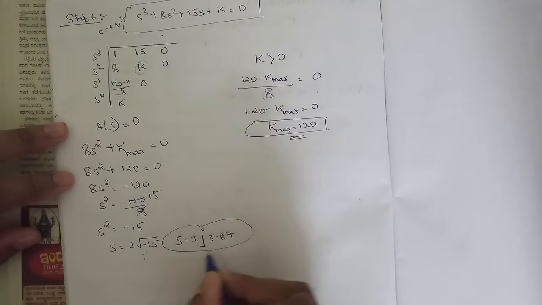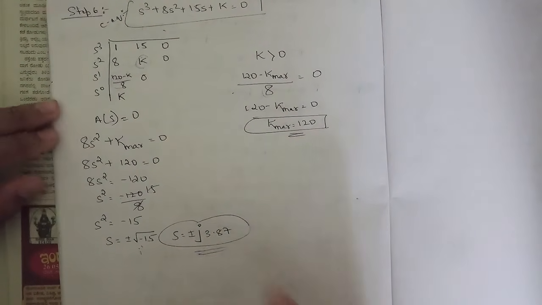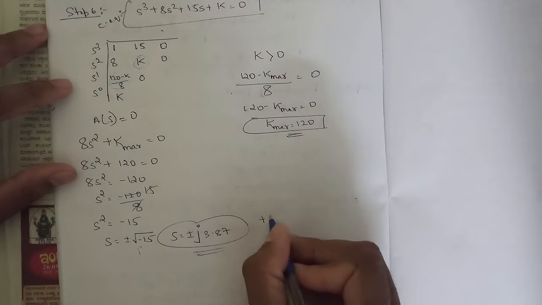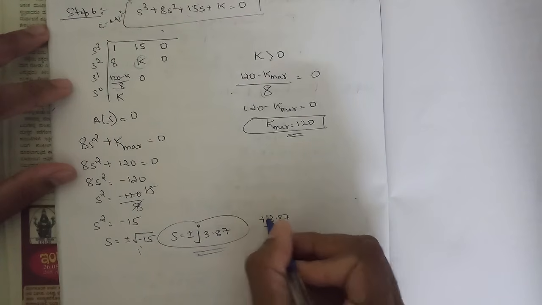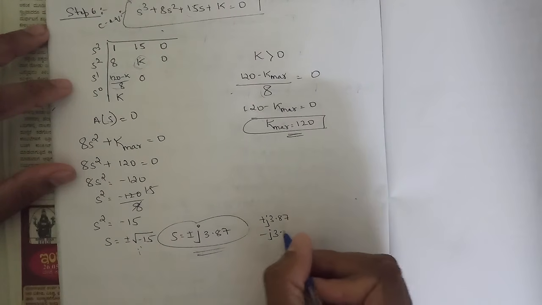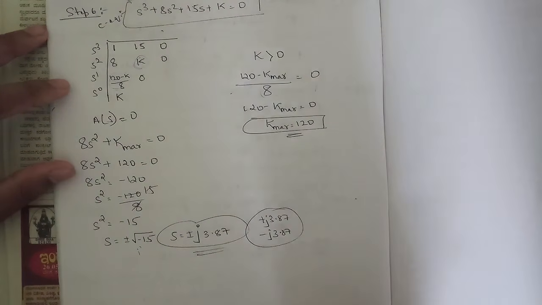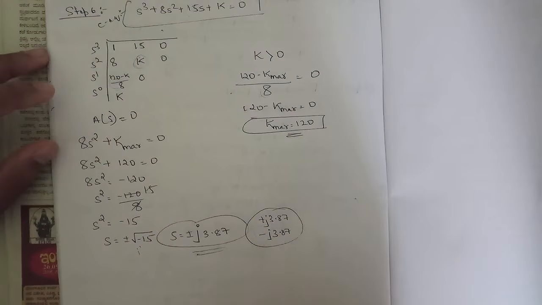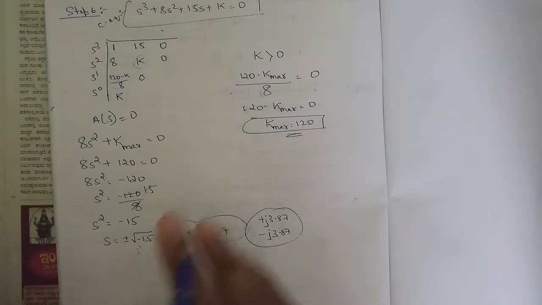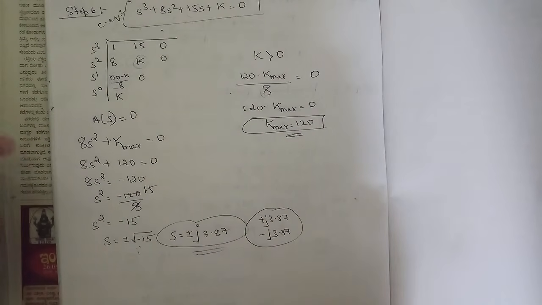So these are the points of intersection on the imaginary axis, that is plus j 3.87 and minus j 3.87. On the imaginary axis, we need to plot these two points. So this is all about the theory calculation part. Now, using these calculated values, let's try to plot the root locus.